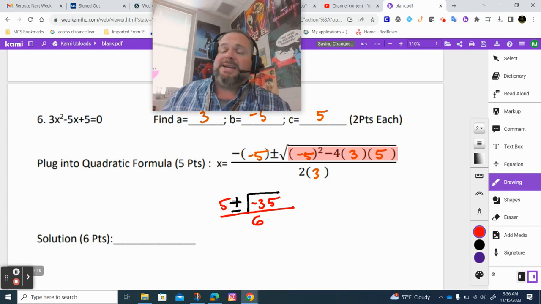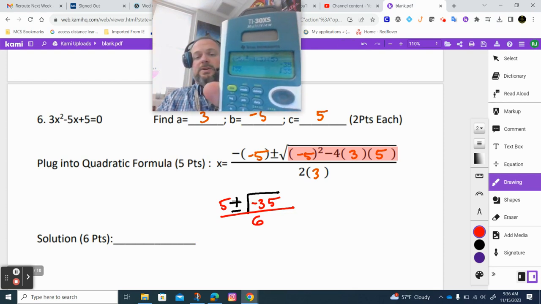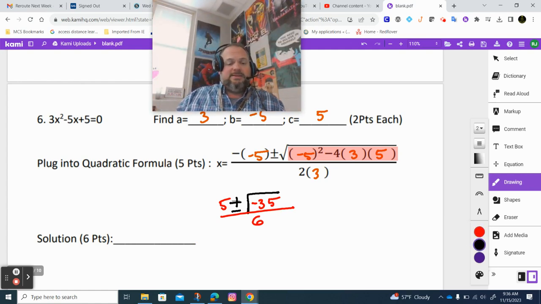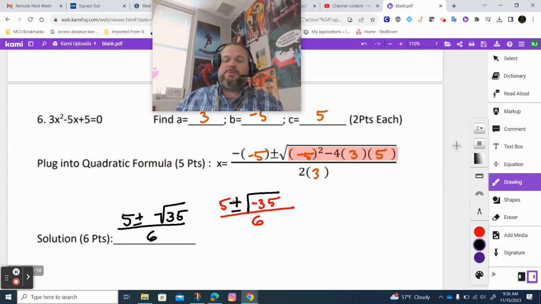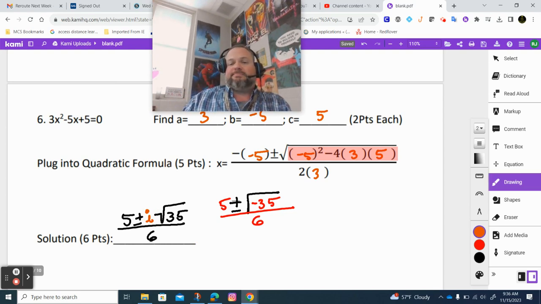Now, because I get a negative, I want to take the square root of the positive version. The square root of 35 is just the square root of 35. So when I'm writing this, to make this 100% correct, all I really have to do is add this i right there. That's it. It goes in front of the square root. Super duper easy.